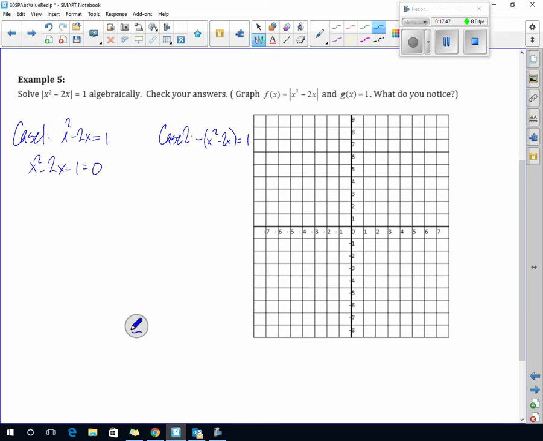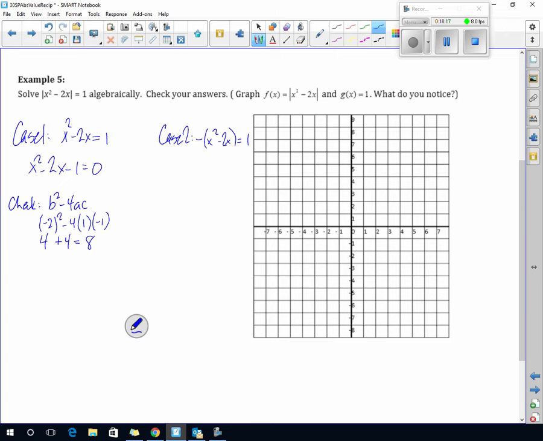b squared minus 4ac. What's my b? Negative 2. So negative 2, the whole thing squared, minus 4 times 1 times negative 1. So I get 4 plus 4, which is 8. So what does that mean? It can't be factored. 8 is not a perfect square. However, we've done half of the quadratic formula now. We just keep on going to solve.